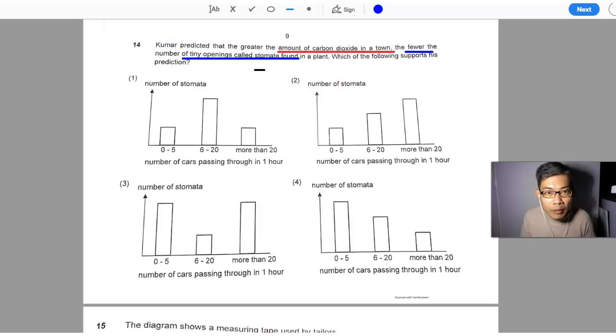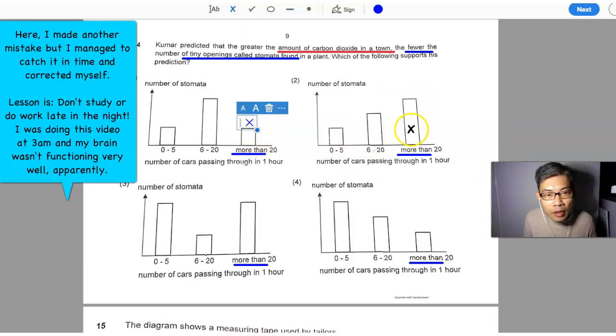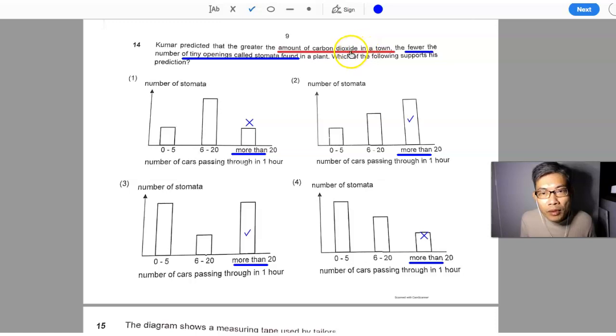Now, this one we're not sure what concept. This is basically a graph reading question. So, as the amount of carbon dioxide increases, so we look at increases, right? So more cars produce more carbon dioxide. So 0 to 5, 6 to 20. So we are looking for this one. This part here should be the tallest bar. Okay, tallest bar. That will mean that this is wrong. It's not the tallest. So these are 2 possible bars for the graph that shows more carbon dioxide. They say that the greater the amount of carbon dioxide, the fewer the number of tiny openings.